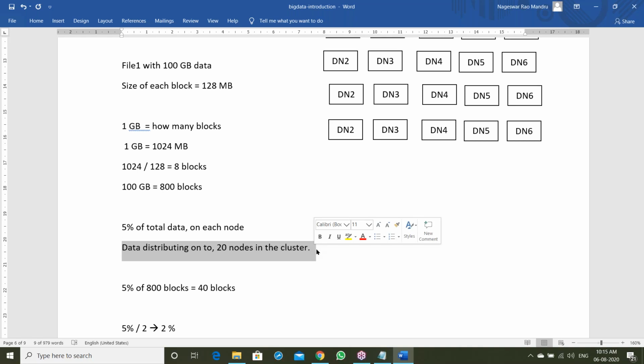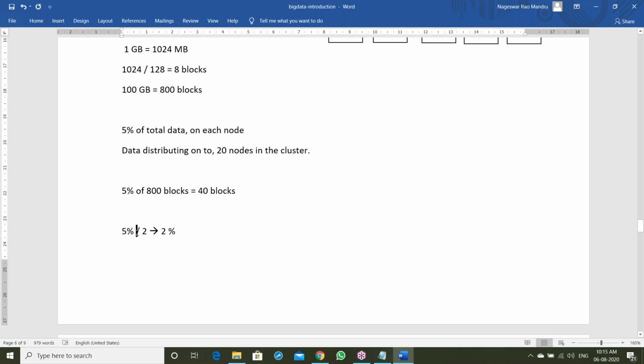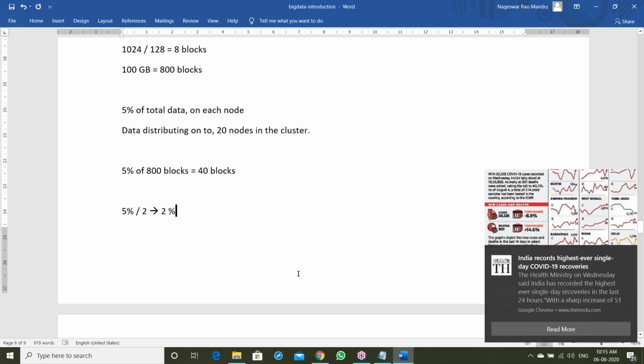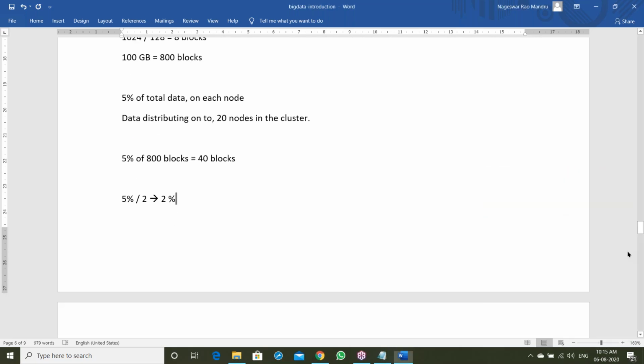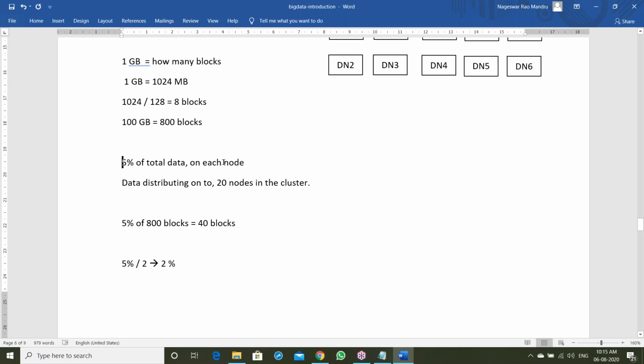Now suppose a very big data set is there, 1 terabyte of data. That converts into half: 5% divided by 2 is 2%. If there are still petabytes of data, it again becomes half, that is 1%, and so on. So what is 5% of total data? Let us see this here.